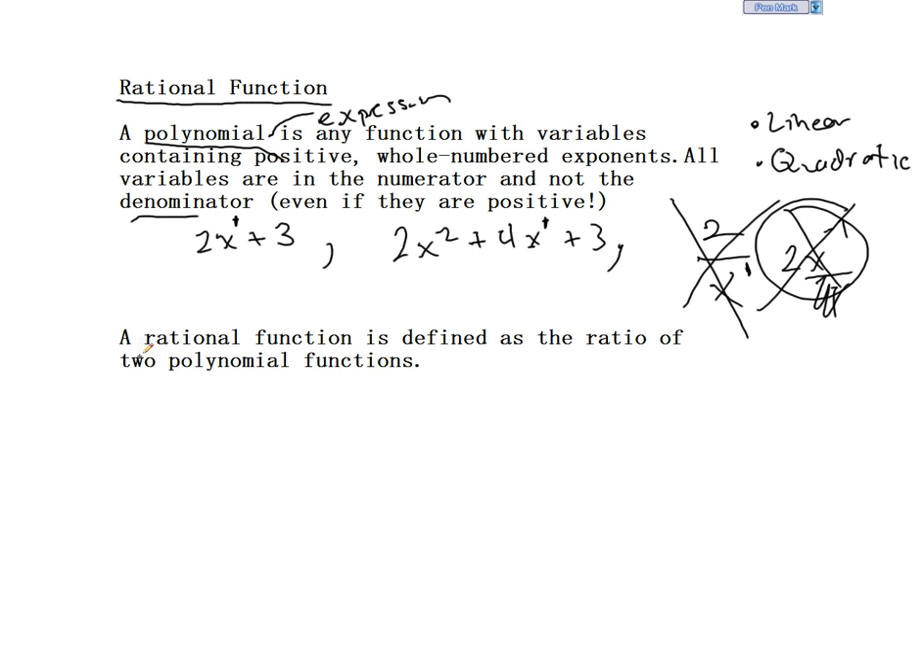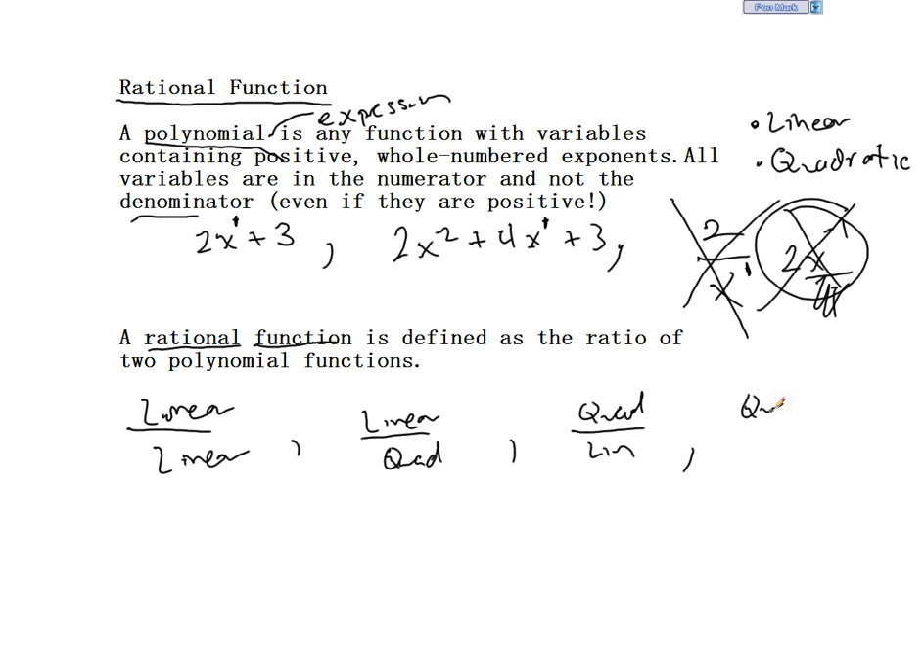And I wanted to define that because a rational function is actually more formally defined as the ratio of two polynomial functions. So it could be linear over linear. It could be linear over quadratic. It could be quadratic over linear. Or it could be quadratic over quadratic.